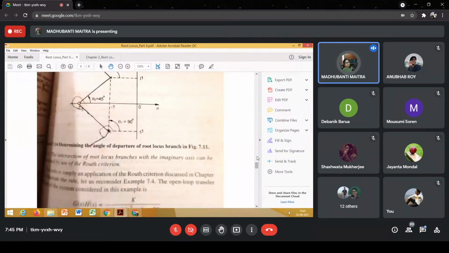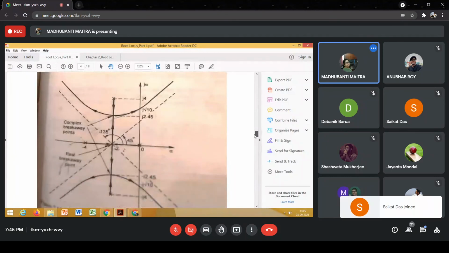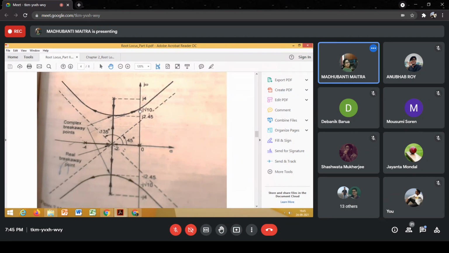And next is the last rule. I guess I've discussed this one. Yes, this example. Do you see that for a certain value of gain k, two root branches are intersecting with the imaginary axis, right? So that means for that particular value of gain k, the system will be a limitedly stable one, right?